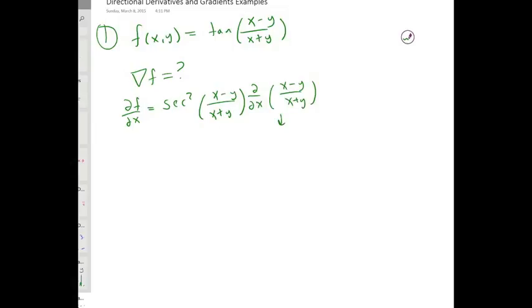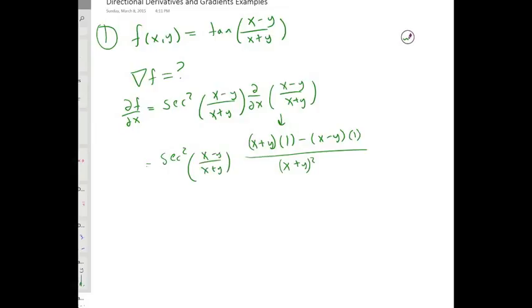So we can do the quotient rule for this. Bottom times the derivative of the top with respect to x, minus the top times the derivative of the bottom with respect to x, over the bottom squared. We still have the secant squared. If we combine the terms on the numerator, we'll get 2y, because the x's will cancel and the y's will add.